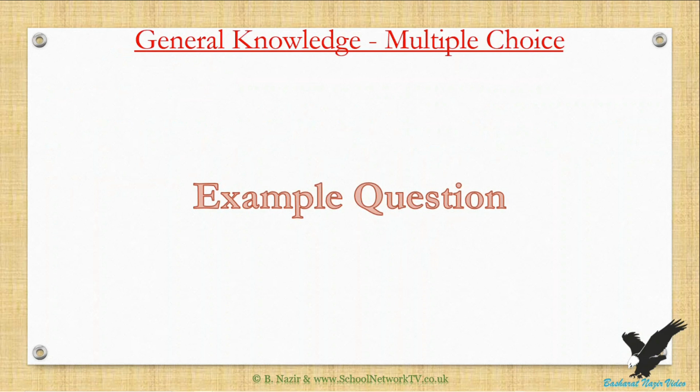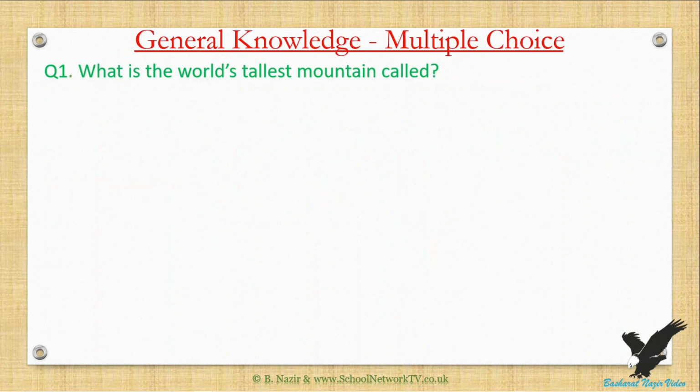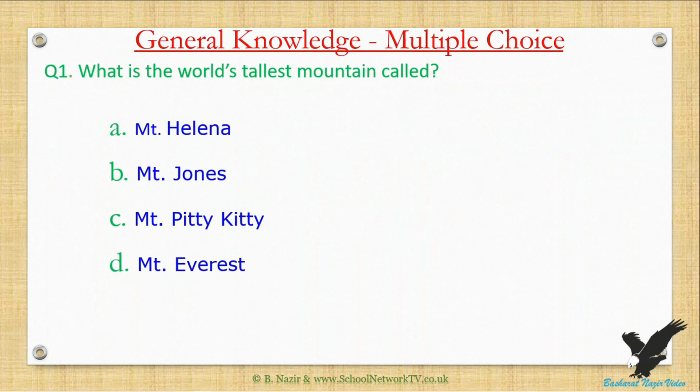Let us start with an example question. This example will give you a guide on how to do the exercise. In each question, you will be presented with the question text. Then you will be presented with four possible answers. Only one answer will fit the question. And, finally select the correct answer.